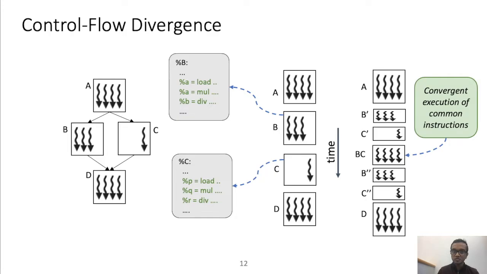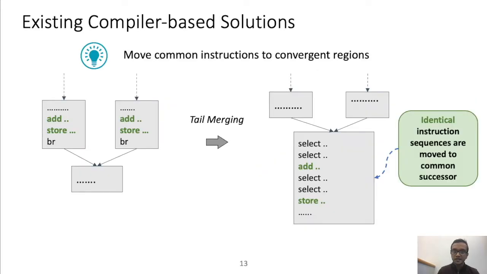Existing compiler-based solutions are rooted in this simple idea. For example, tail merging can be applied when a set of basic blocks have identical instruction sequences at their tails and all the basic blocks have a common successor. In this case, the identical instruction sequence can be moved to the common successor. Select operations are inserted to make sure that the merged instructions consume the correct operands. This reduces divergence because fewer instructions are serialized during lockstep execution in the tail merged control flow.